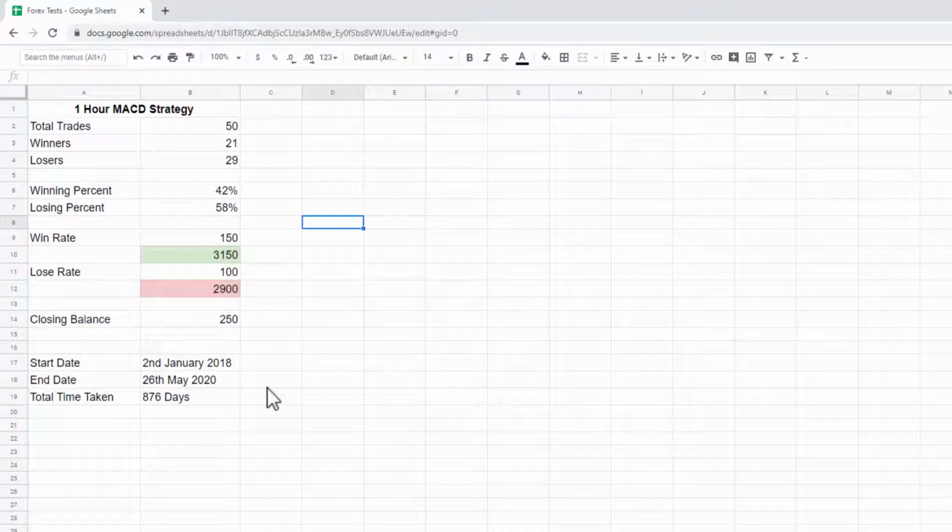So the result here, I would say it's not a good result, and it would not be worth browsing charts and entering using the 1 hour MACD strategy. Let's have a look at what will happen if we take the 15-minute charts and 5-minute charts.